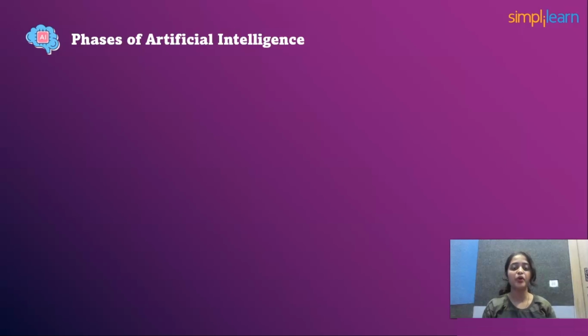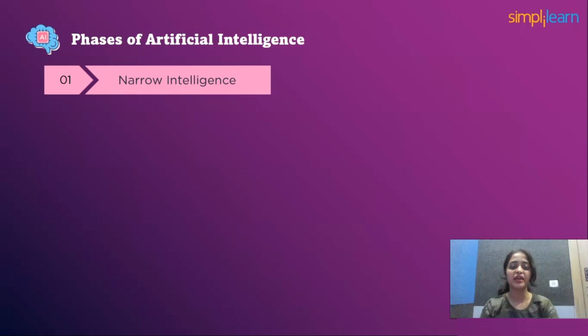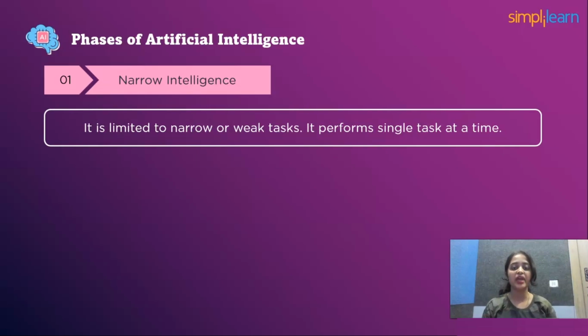There are three important phases of AI. One is narrow intelligence, second is general intelligence, and third is super intelligence. First, let us see what is narrow intelligence. Narrow AI, commonly referred to as weak AI, is limited to programs for small or narrow tasks. It is subject to limited abilities.